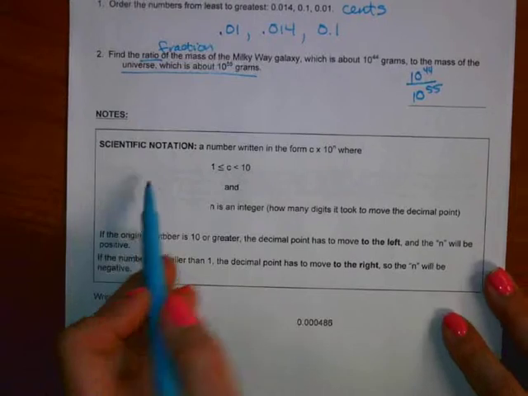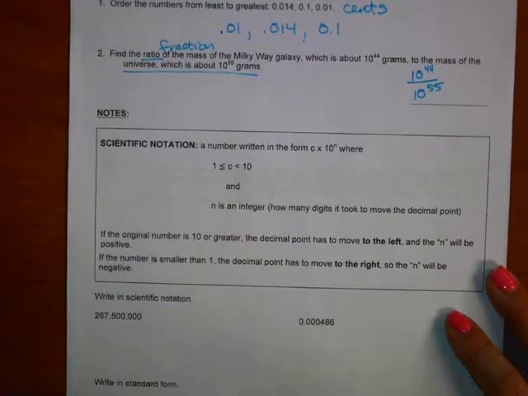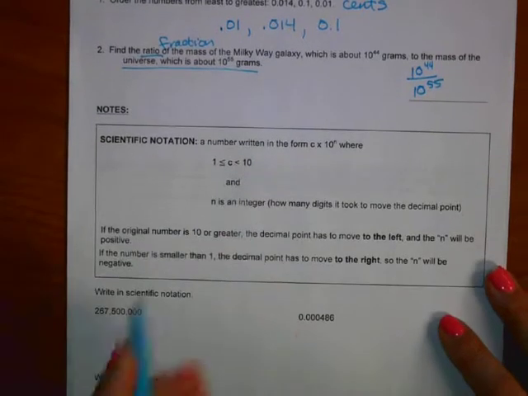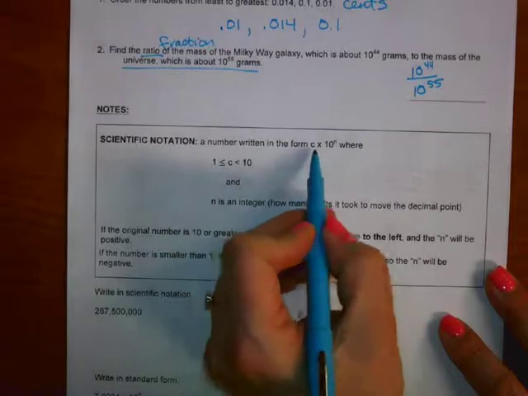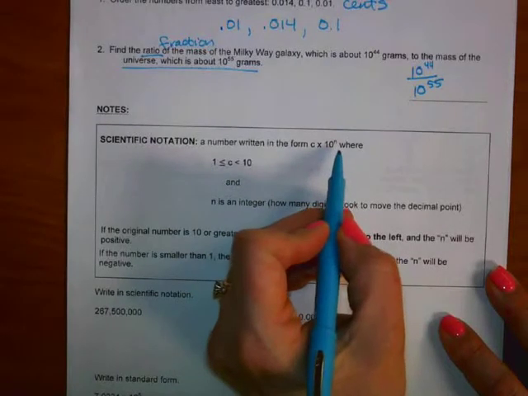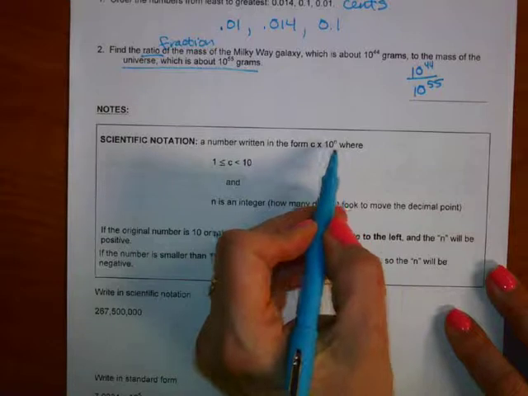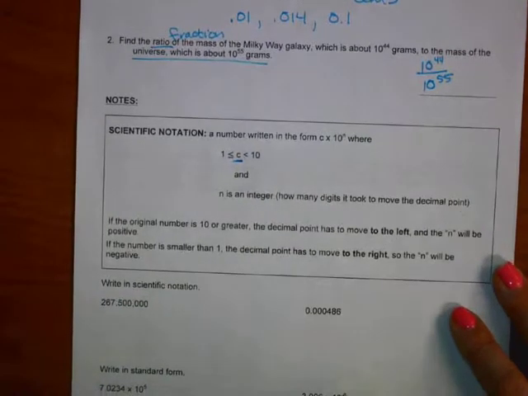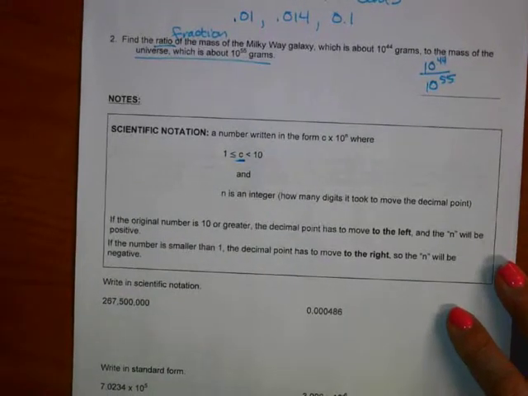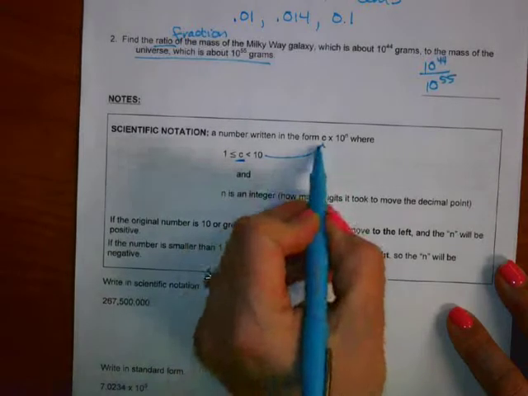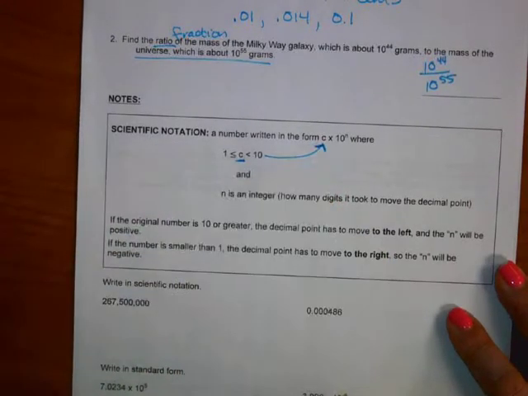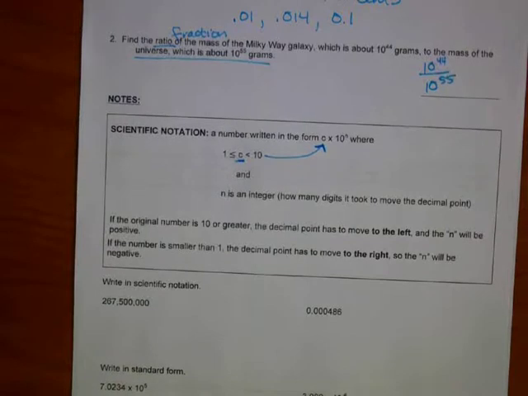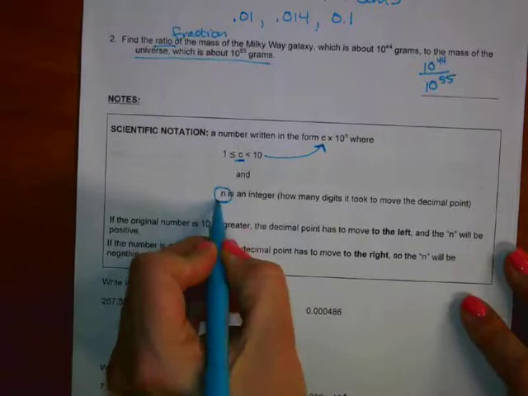Okay. Scientific notation. Let's talk about this. You've worked with this before. You might be somewhat familiar with it, which is good. A number written in the form C times 10 to the n. You don't need your calculators quite yet. A number written in the form C times 10 to the n, where C is a number between 1 and 10. So basically, this number can't be bigger or less than 1. It has to be less than 10. It's going to be a decimal usually, okay? And n is an integer.